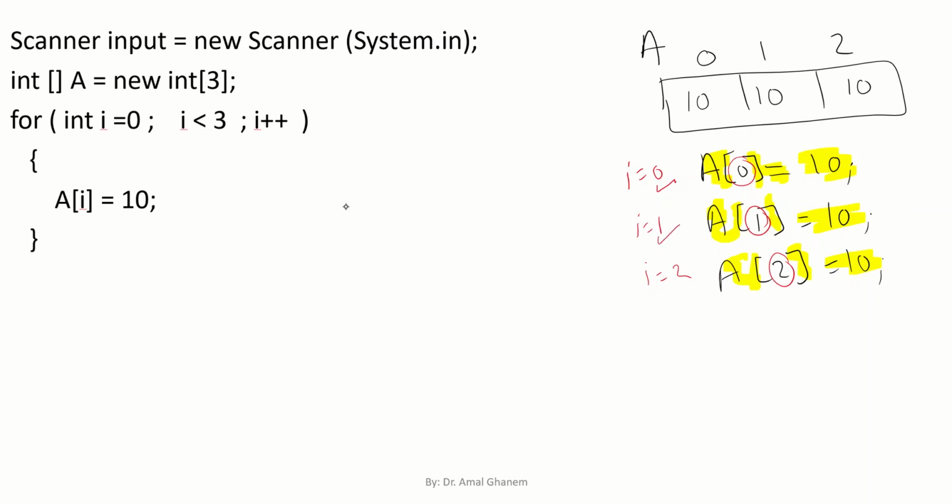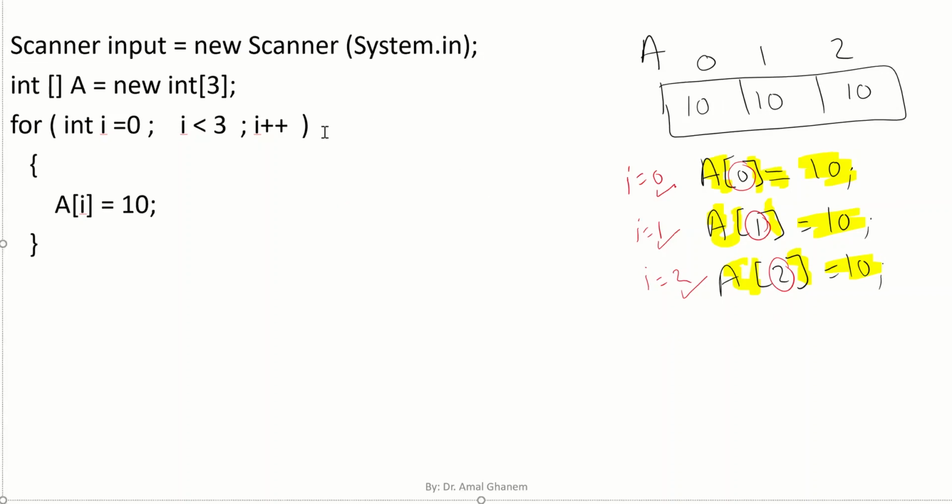1 less than 3, true. 2 less than 3, true. If I reach i equal 3, is 3 less than 3? False. So I know that I will move correctly from the beginning till the end.